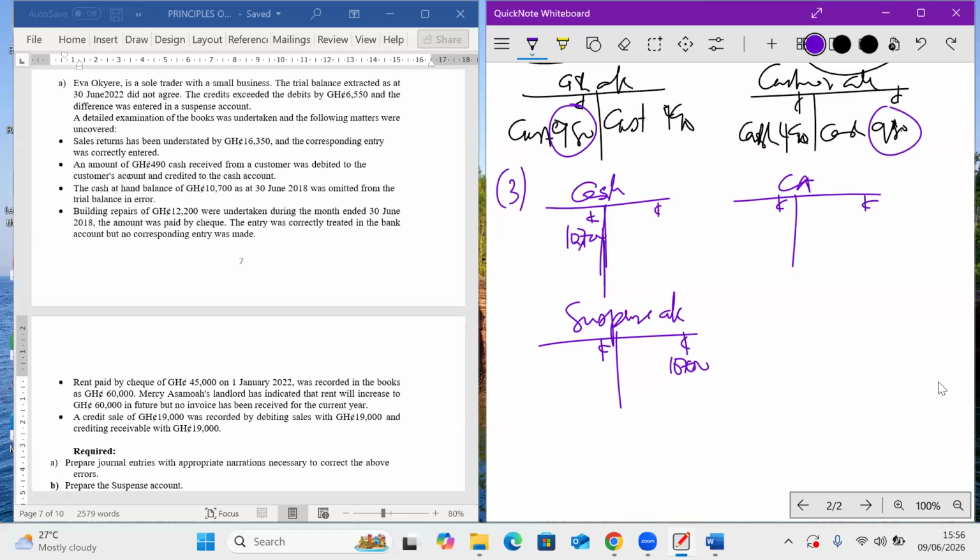The 10,700, where is it coming from? In the cash, the 10,700, where is it coming from? Suspense. That's it. This one is correct.